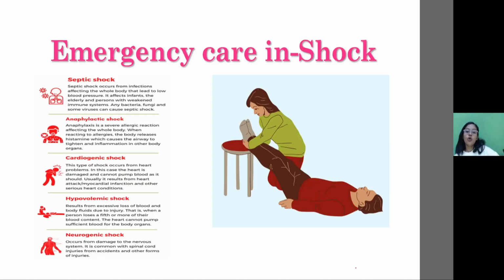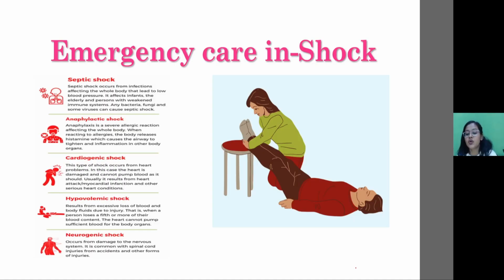Is that more blood will flow to the brain, right? Because when a patient comes to the emergency department, sometimes no one knows why the patient is in a condition of shock. When you assess the vitals of the patient, when you check each and every organ of the patient, then you come to know what the main reason behind the shock is.